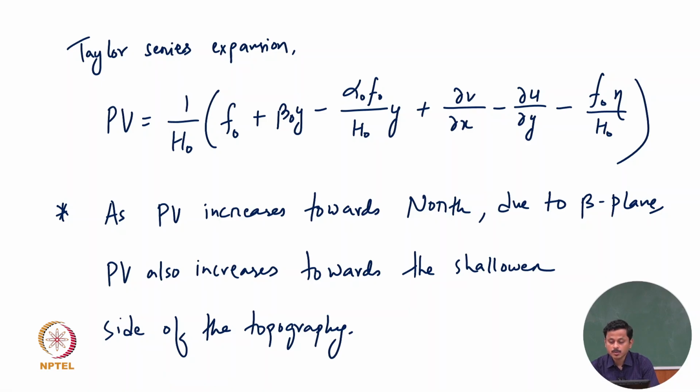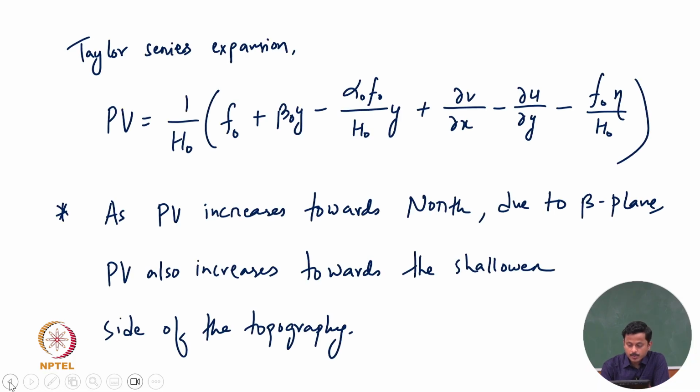PV also increases towards the shallower side of the topography because of the alpha. There's a negative sign in front of the alpha naught term, and hence it increases towards the negative y direction. We have already defined the coordinate system of the topographical feature in the previous classes. So this is one similarity that we can find for the effect of a beta plane to a topographical feature.